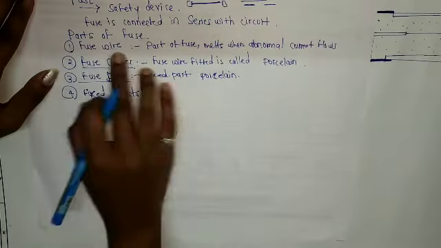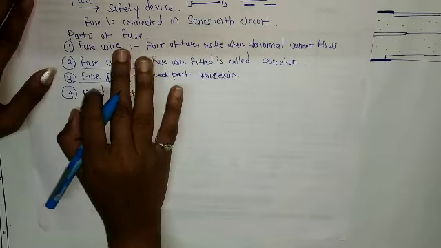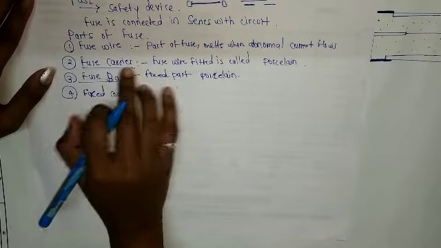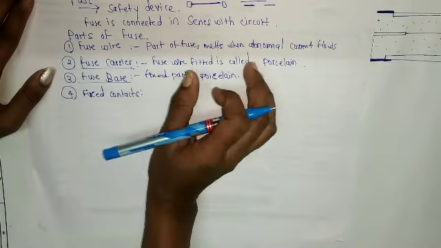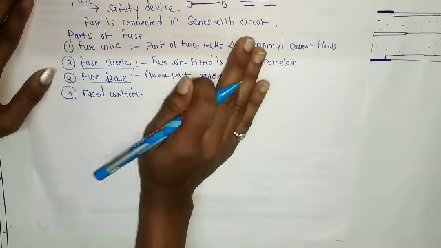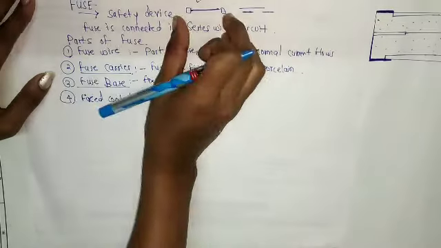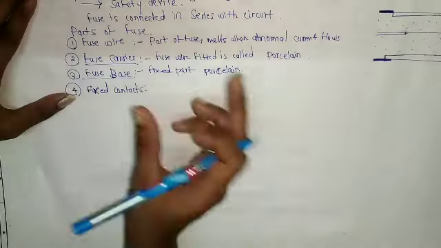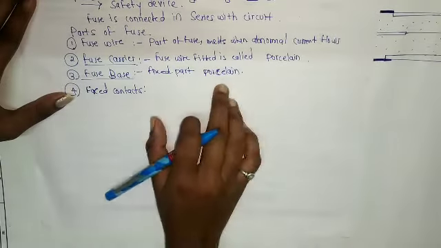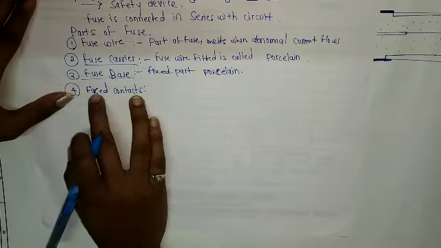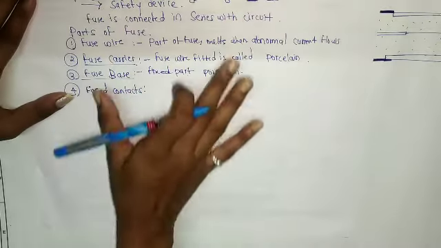Fuse wire, we already know, is the part of fuse which melts when abnormal current flows. Fuse carrier, the part on which the fuse wire is fitted, right? That means this part is called as fuse carrier which carries the fuse wire. Fuse base is the base which is fixed and it is made of porcelain. Fixed contacts are on the fuse base. So this is about the parts of fuse.